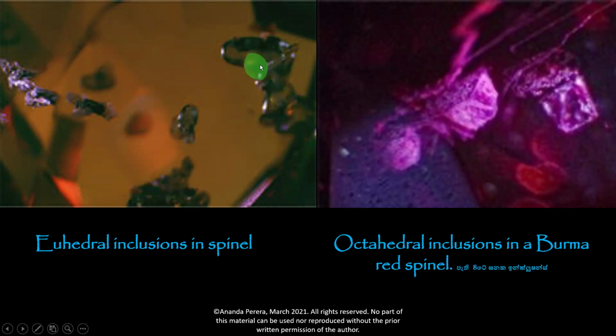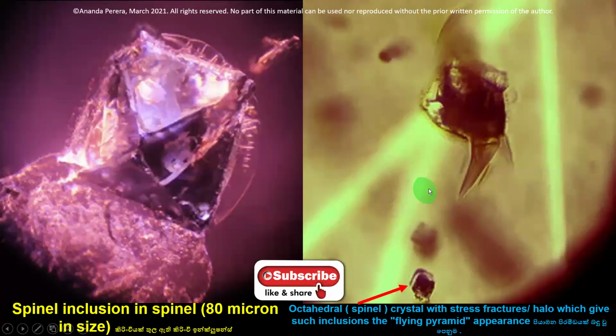So, all are spinel inclusions inside the spinel, euhedral. Octahedral inclusions in the Burma red spinel. You can remember that in part 1, we discussed the spinel shape, octahedral. Now look here. Spinel inclusion is in the spinel. See the 8 sides. Can you identify 8 sides? Top and the bottom. So it is an octahedral spinel inclusion. Inside the spinel, there is an inclusion made out of spinel.